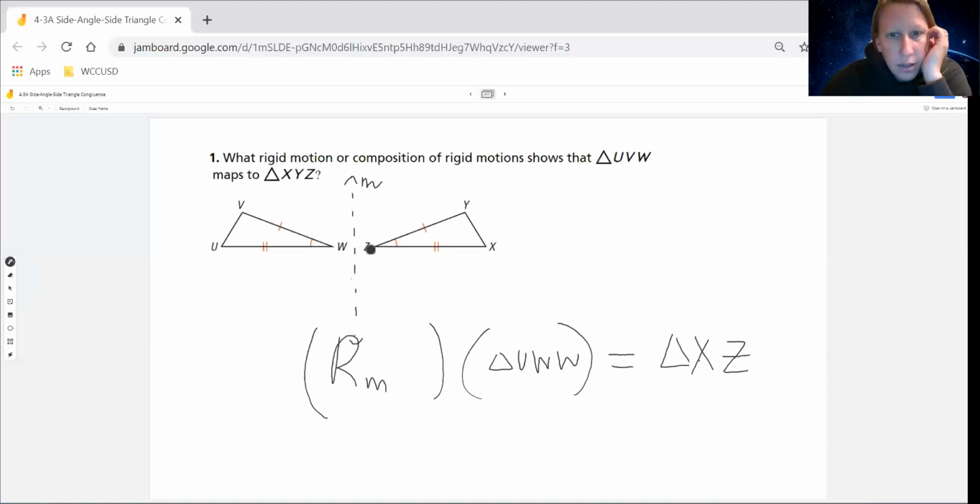Except this is supposed to be a V. My goodness. That is the ugliest looking V I've ever seen. Okay, so U matches up with X. V is going to match up with Y. It can get a little tricky. And W is going to match up with Z. Oh boy. Okay, so why are these two triangles congruent? Because I can flip this one over this line of reflection M, and they would match up perfectly. This would match up, this would match up, this. So these two triangles are congruent.